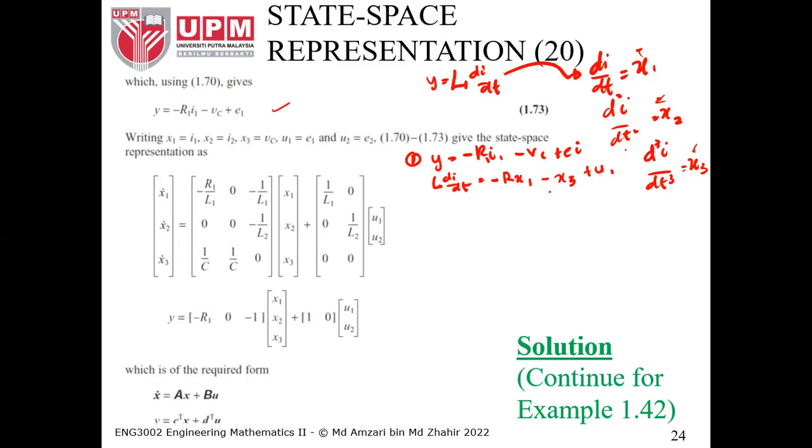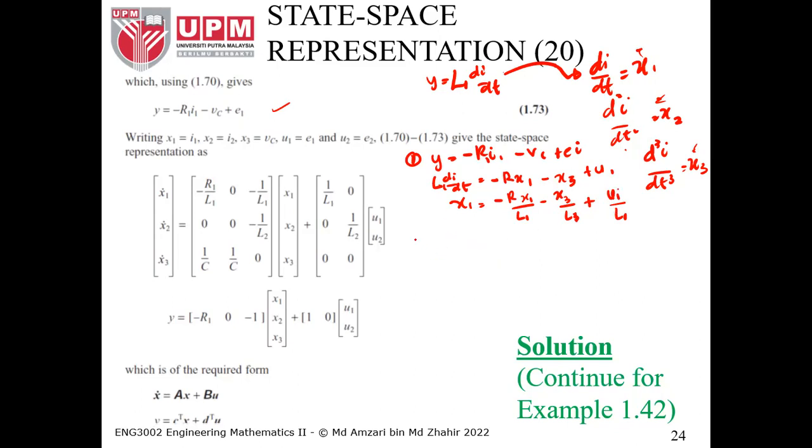u1. So for x1, d x1 over dt, we change this one to x1 dot, and everything will be divided by L, which is negative R x1 over L1 minus x3 over L1, sorry, L1, divided by L1, plus u1 over L1. This is your first equation.